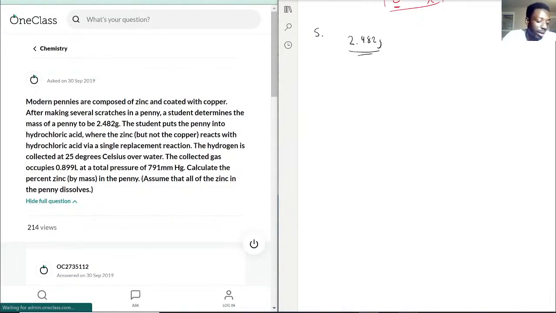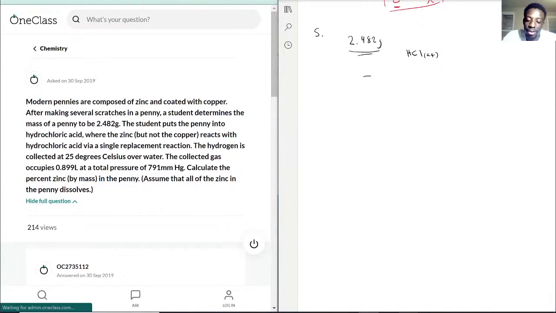And now they also ask, the student puts a penny into hydrochloric acid, so HCl, via single replacement reaction. So, in a sense, what's happening is that it's replacing something, and it looks like what is being replaced is actually the hydrogen, and it says only the zinc reacts with this. So there's zinc and copper, okay, but only the zinc reacts with it.